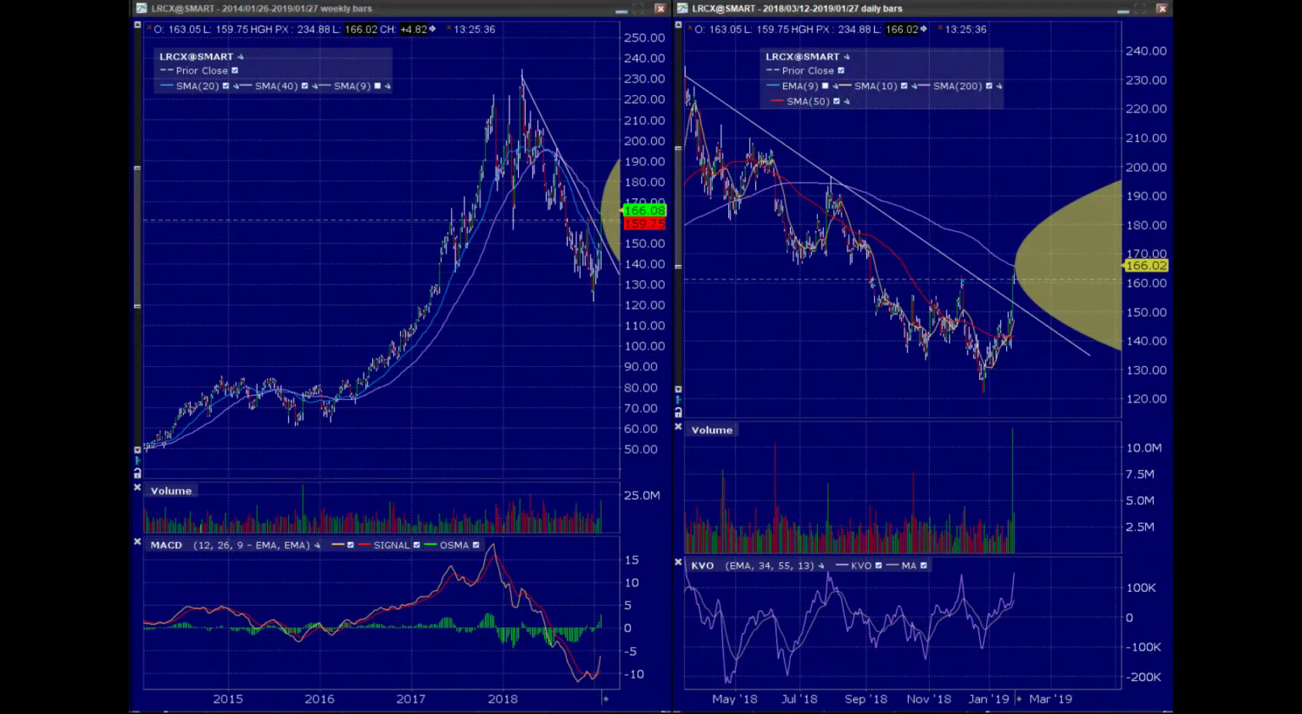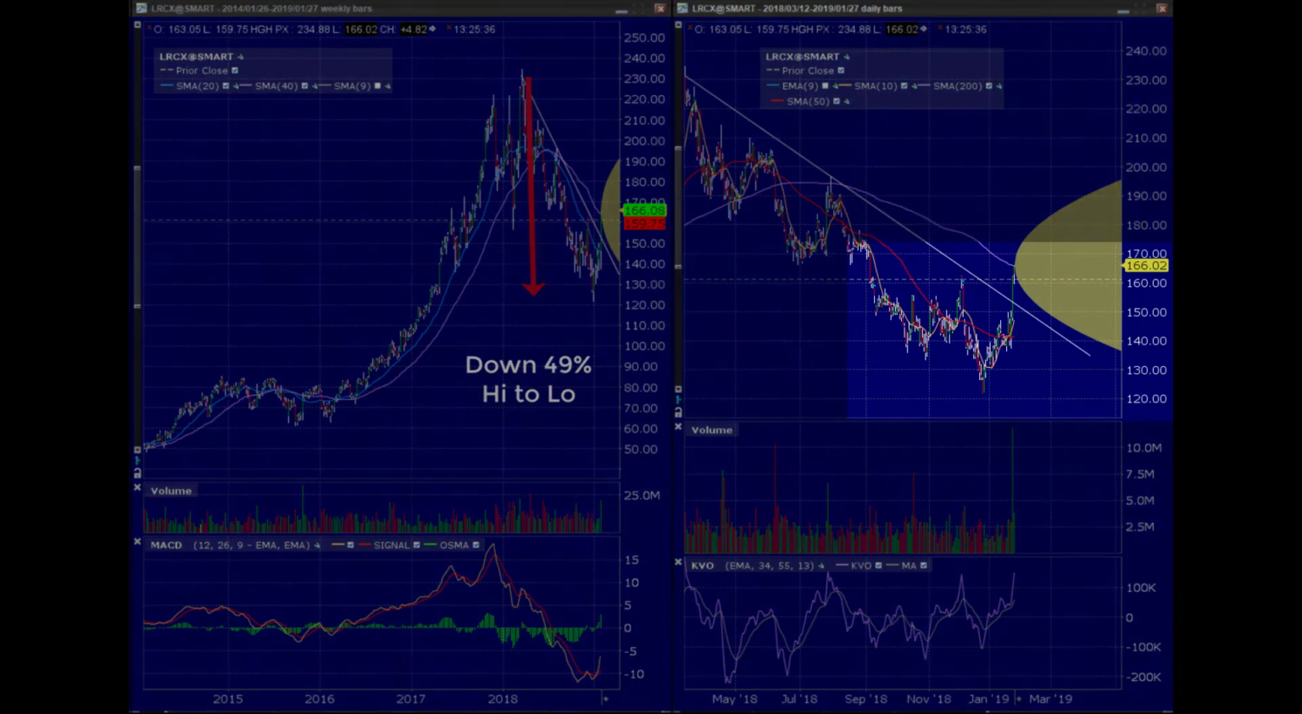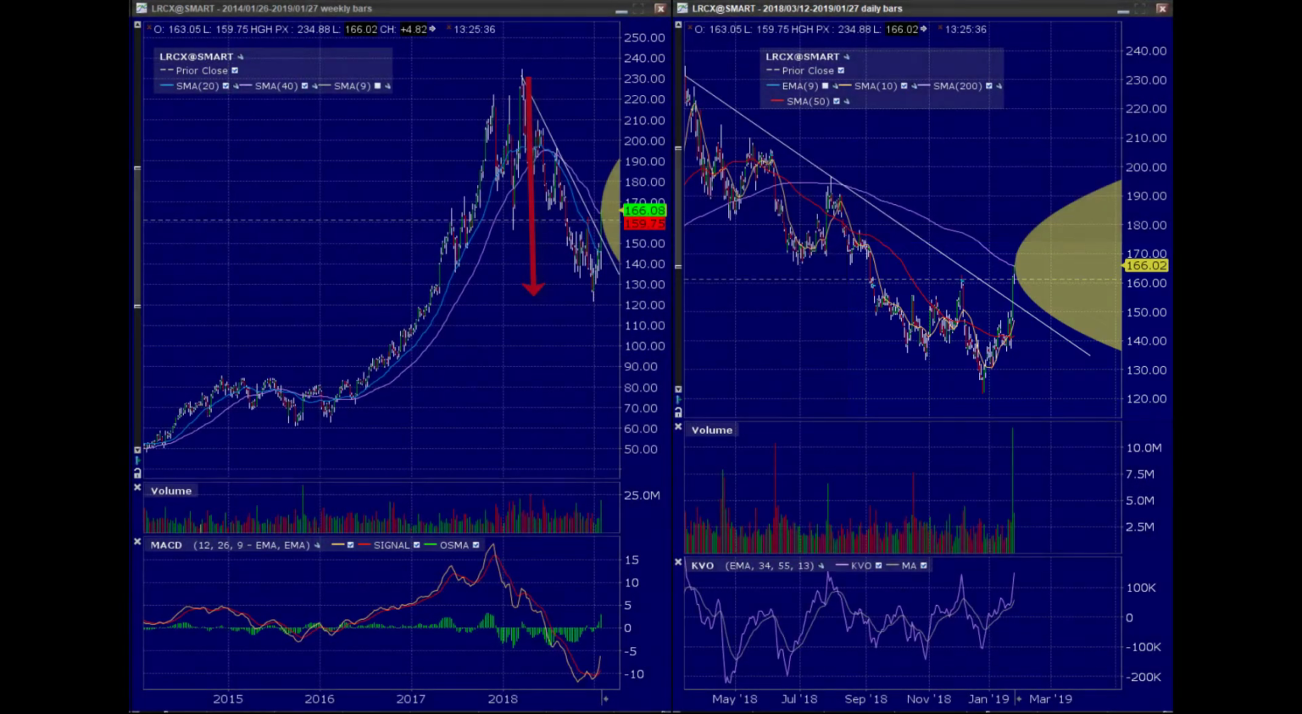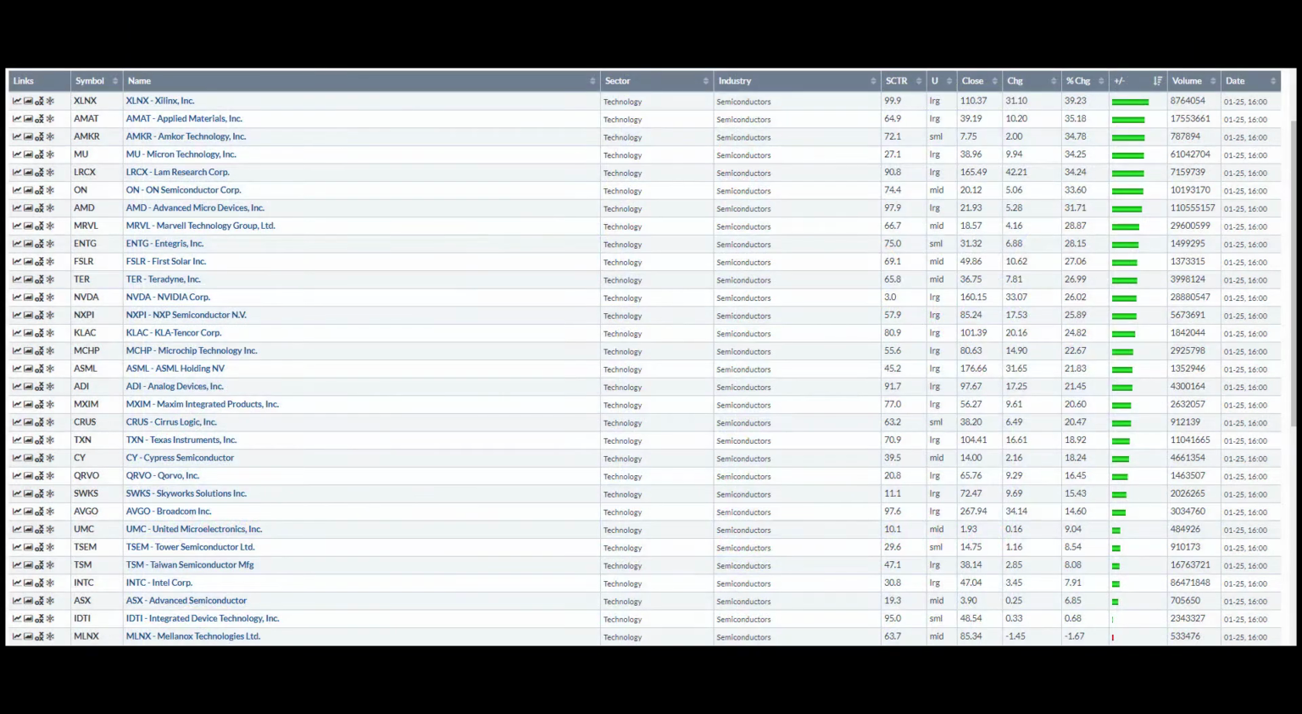The last stock I want to share with you is Lam Research Corp, symbol LRCX. Lam is down 49% from its highs. Like the others, it's put in a bottoming pattern and recently penetrated a long-term downtrend line. These are just some of the stocks that large institutional traders may look to in order to grab some quick gains if the semiconductor sector heats up.